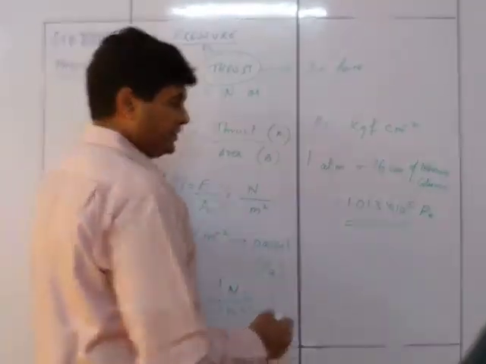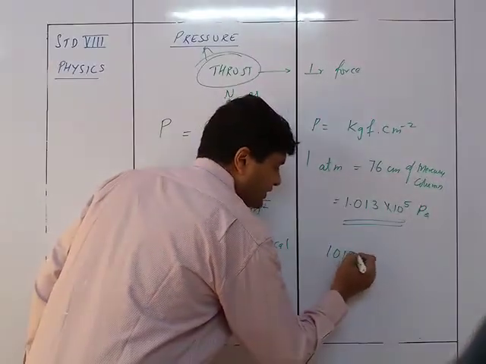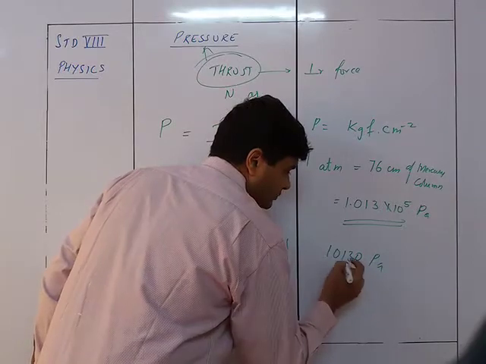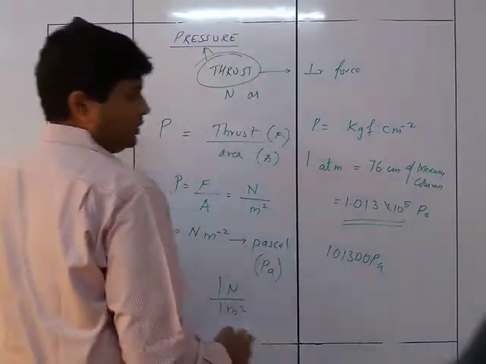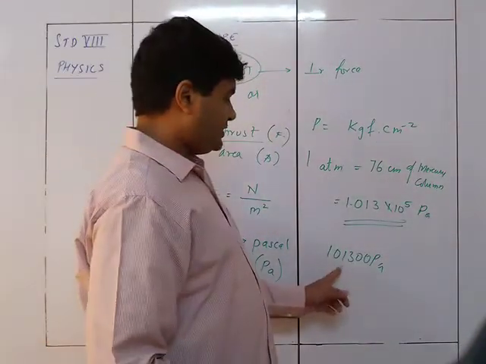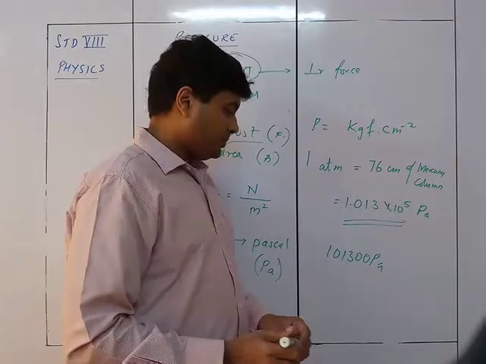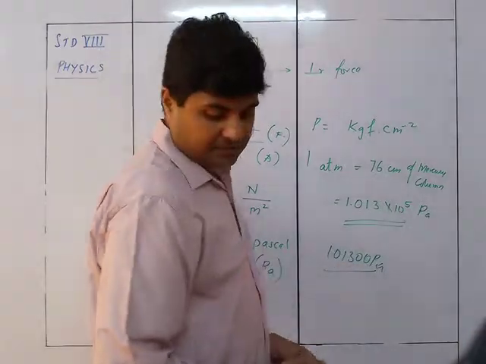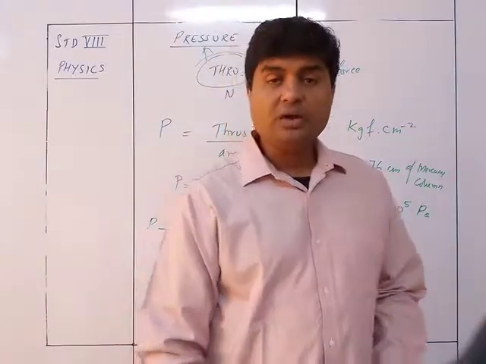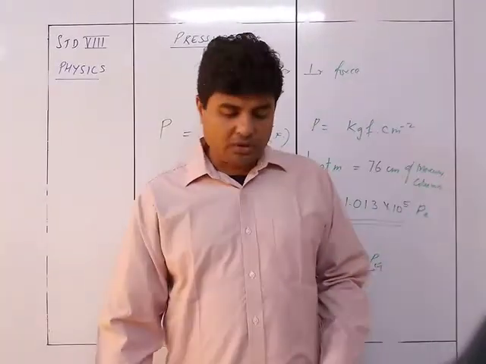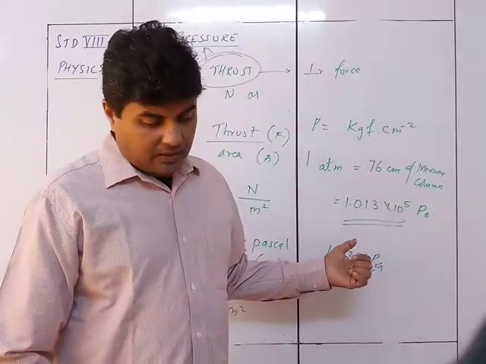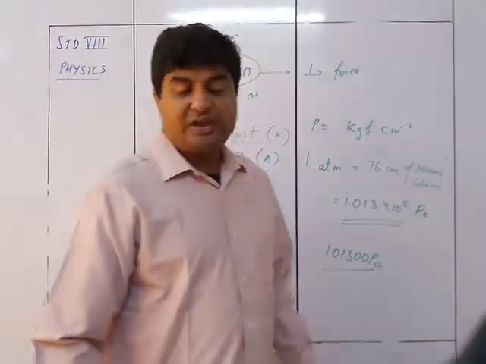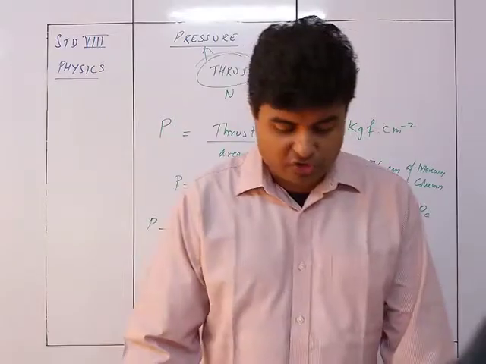1 atmospheric pressure is 101,300 Pascal, that is 5 zeros. We write it as 1.013 into 10 to 5 Pascal. Understood? So this was about the pressure and the SI units of pressure.